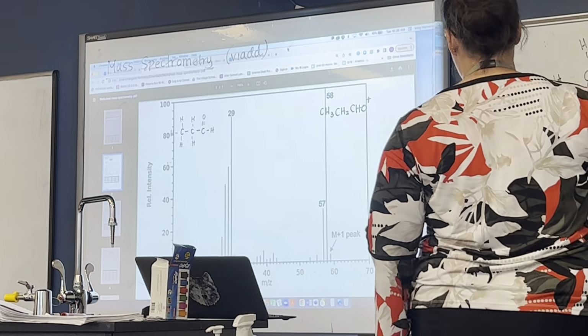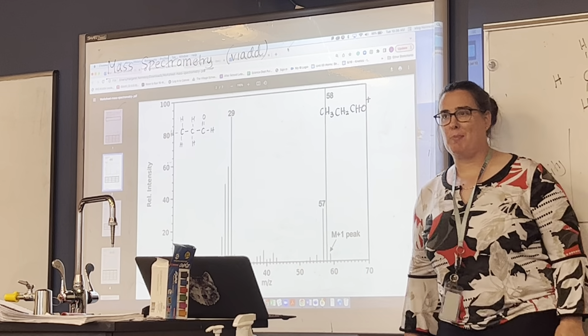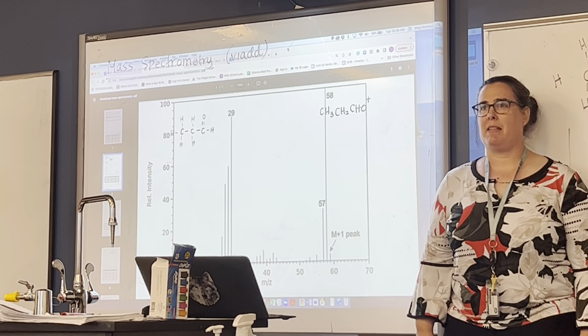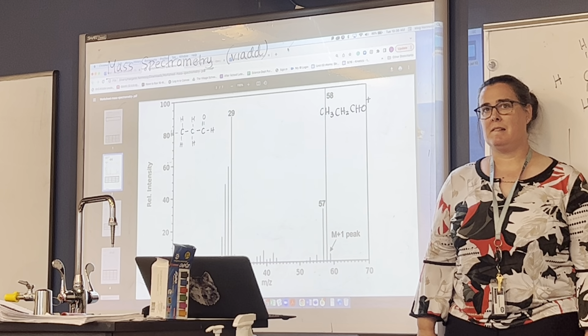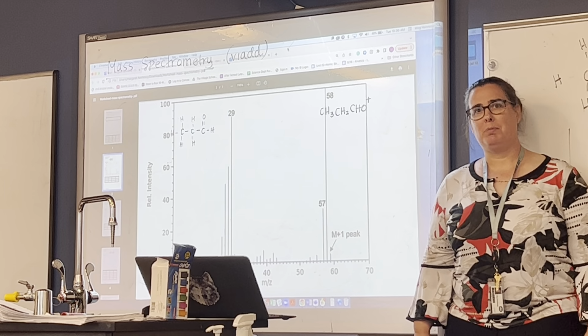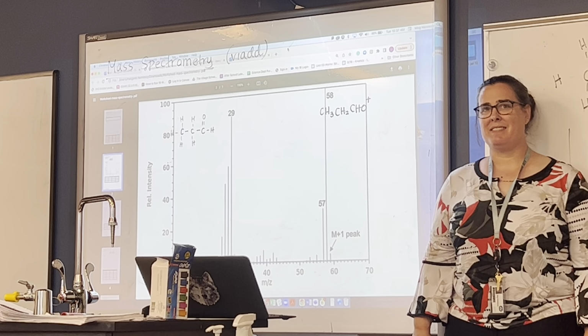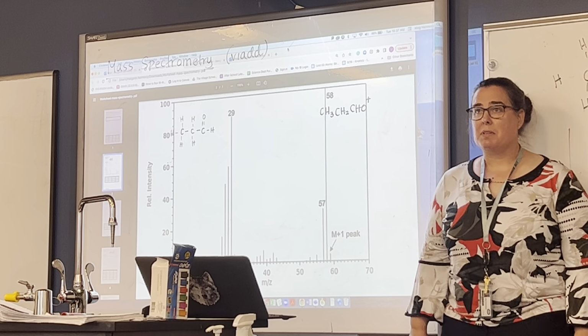Anyone have any thoughts about why we might have an M plus 1 peak? Could anyone tell me what the relative atomic mass of carbon is? Well, that's not the relative atomic mass, that's the mass number. I don't know what it is, but 12.011? I ain't asking you to memorize something. And I said not the mass number.